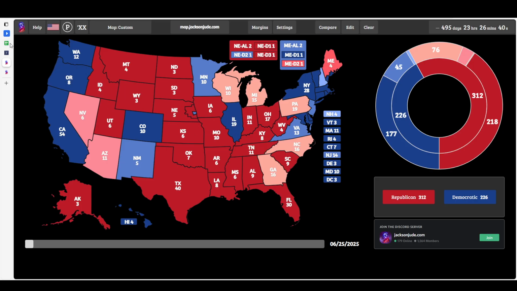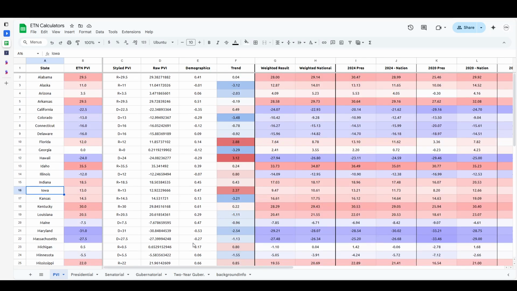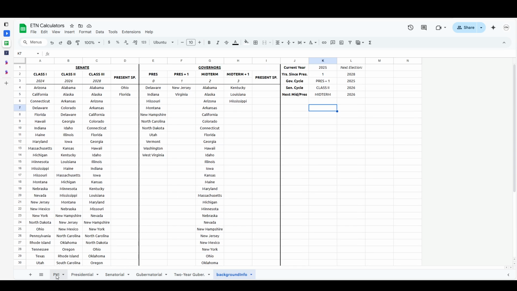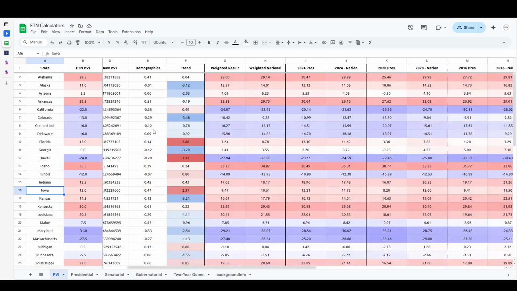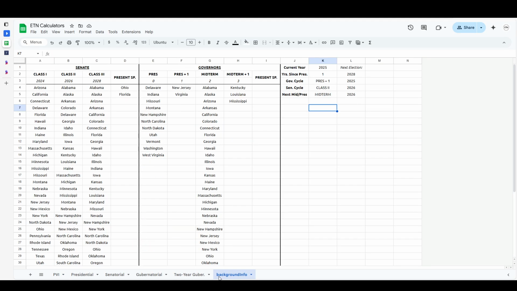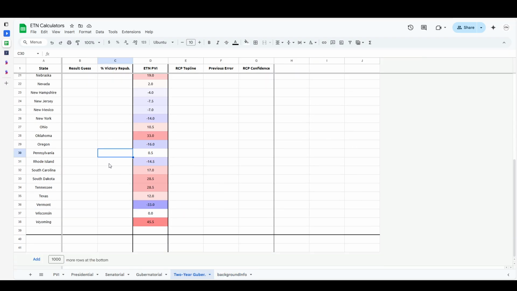Let me know if you have any insight or ideas on this, what helpful information there could be. I have lots of background information here. I'm probably going to move the weights and stuff over here again, so I can get it off this sheet and sort it if I want to. But that's going to be it for now. I did make the 2-year gubernatorial sheet, so that's going to be helpful.